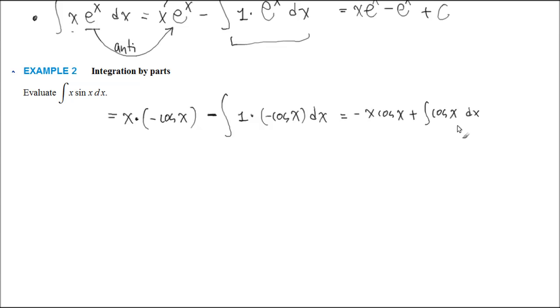That's integration by parts. So what is it? I think this is just sine x, right? Plus c. The antiderivative of cosine x is sine x. Just plus c. Interesting, right?